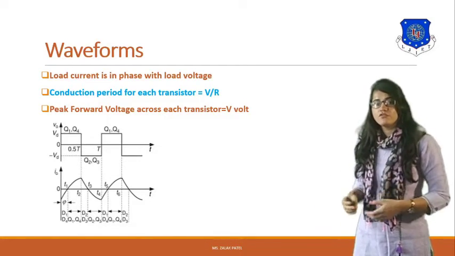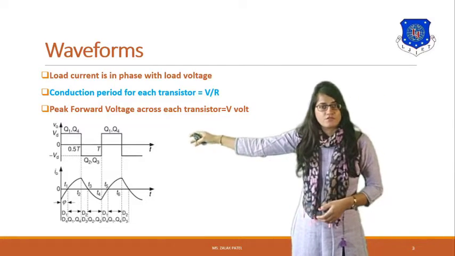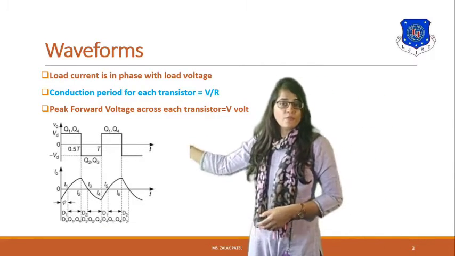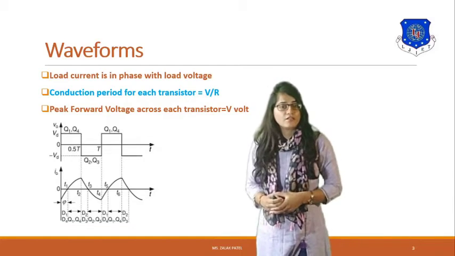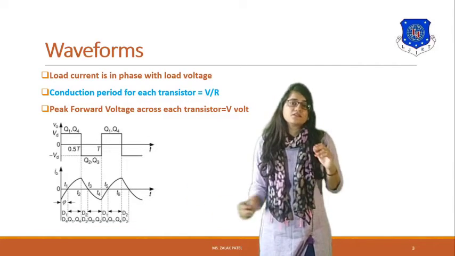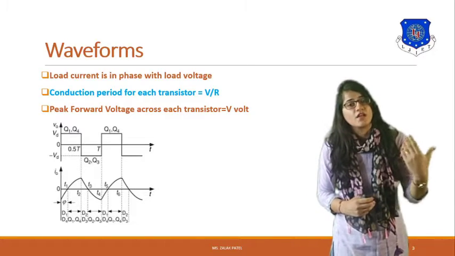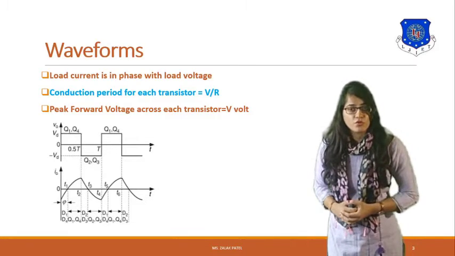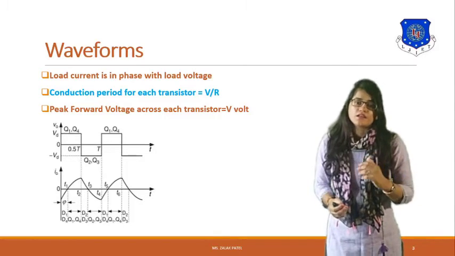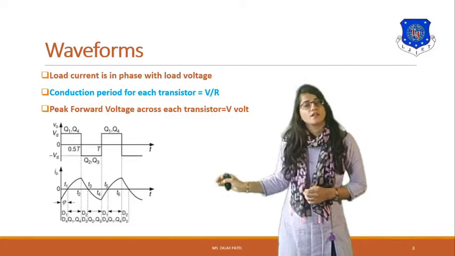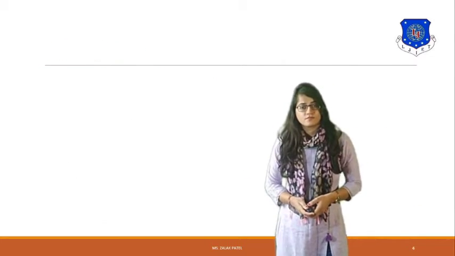So the waveform for the pure resistive type circuit is a square waveform, and in case of an inductive type of load, it will be like this. Here you can see that the energy stored by the inductor will be increasing when the transistors Q1 and Q4 start conducting, and it will be decreasing when the transistors Q2 and Q3 start operating.